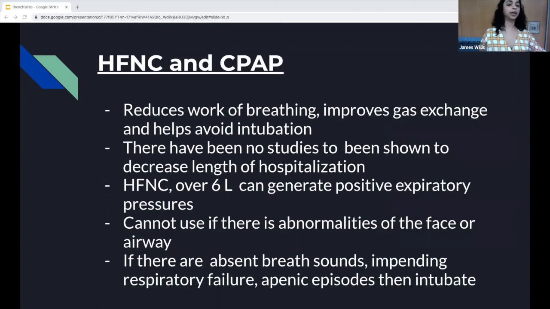So high flow nasal cannula and CPAP are used to reduce work of breathing. They improve gas exchange. You can avoid intubation this way. It's a non-invasive method that permits high inspired gas flows with or without increasing oxygen saturation. The air is humidified and flow rates over 6 liters can generate some PEEP. So it helps keep the lower airways open.